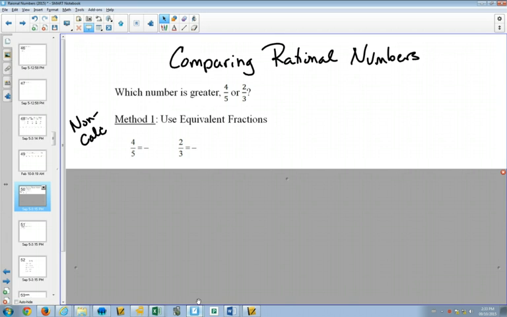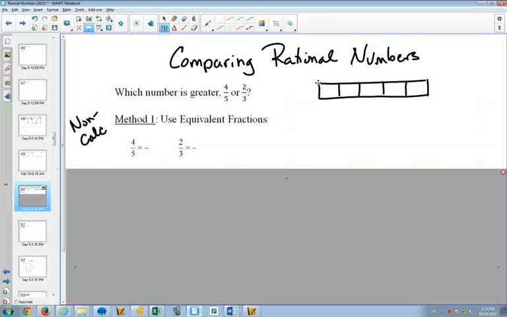I don't know. Let's see. Here's my one chocolate bar, and I break it up into 1, 2, 3, 4, 5 equal pieces. And here's that same chocolate bar broken up into 3 equal pieces. 1, 2, 3, 4 of them, or 1, 2, 3. Which one would you have more chocolate?